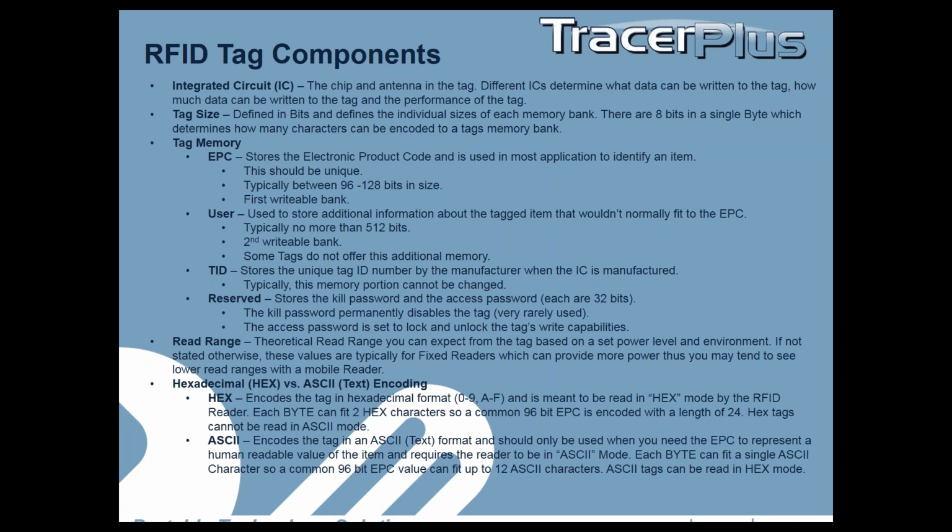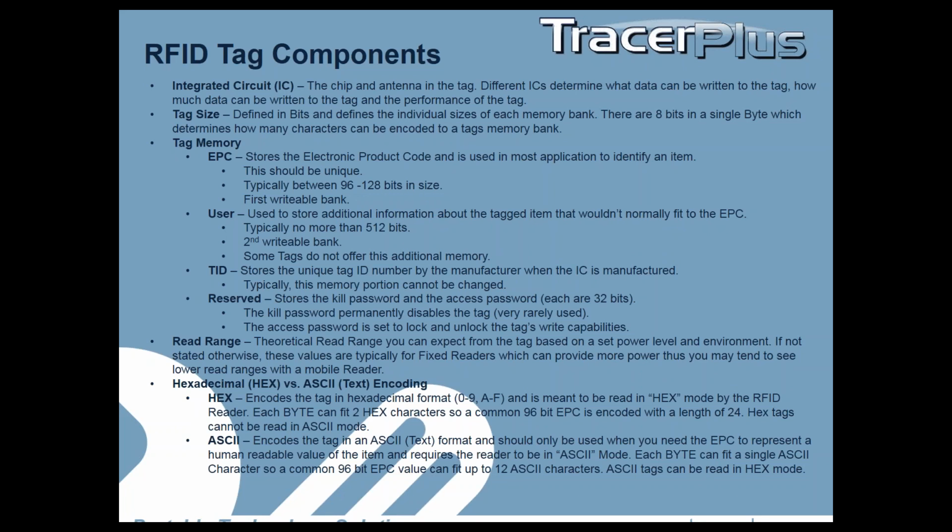Tags can also be encoded in ASCII or text format, but this should only be used when you need the EPC to represent a human readable value, such as maybe an asset tag or a serial number. If you do want to encode tags using that, ASCII mode is probably the best solution, as you have full support of the ASCII character set. Each byte can fit a single ASCII character, so your common 96-bit EPC will fit up to 12 ASCII characters.